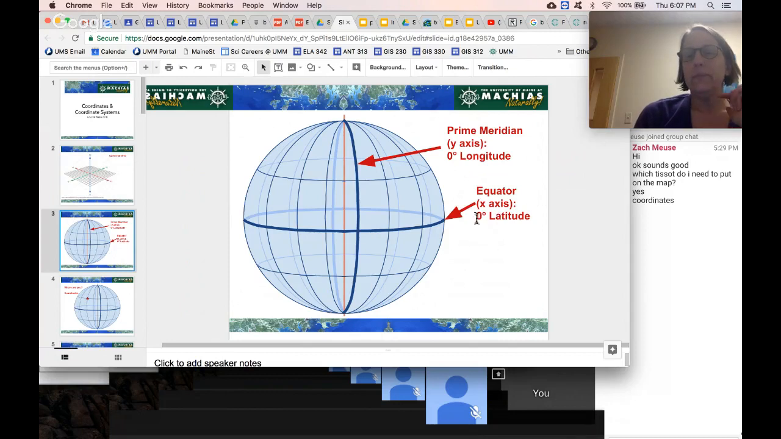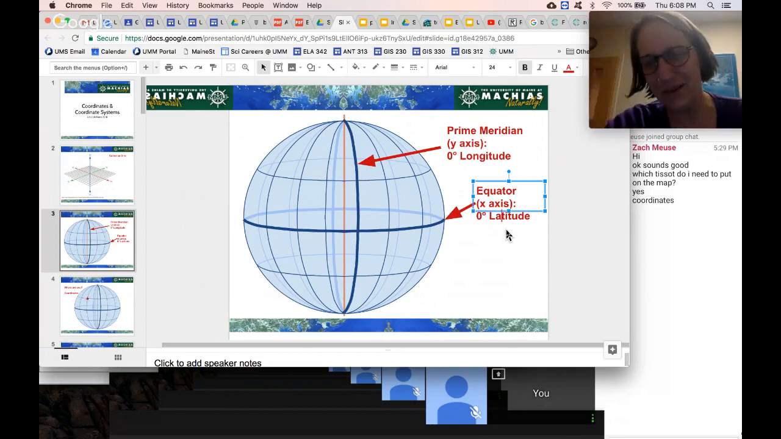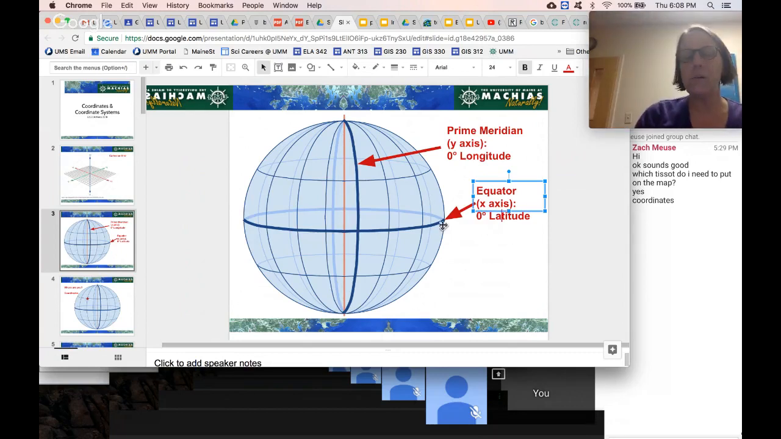I'm sorry, no, latitude is the y-coordinate. Oh my God, I already said it wrong. Latitude is the y-coordinate. And so its latitude at the equator is 0, right?